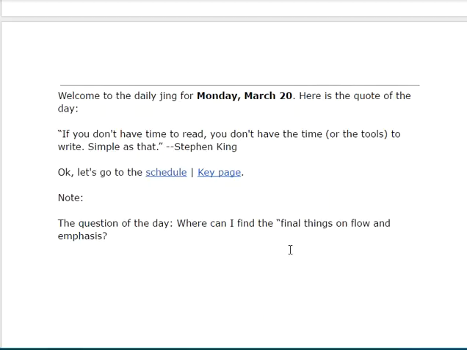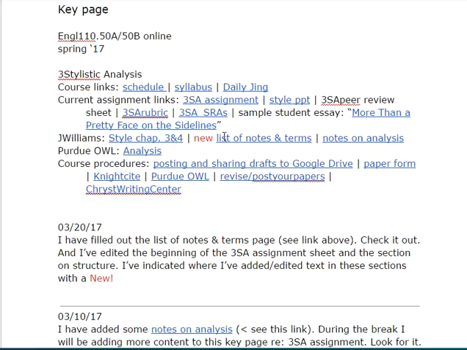And make sure that you look at the assignment sheet again. All right? So the question of the day, where can I find the final things on flow? Flow and emphasis. And you can find that in the page here over the key page here, this list of notes and terms. You can find it there at the bottom.